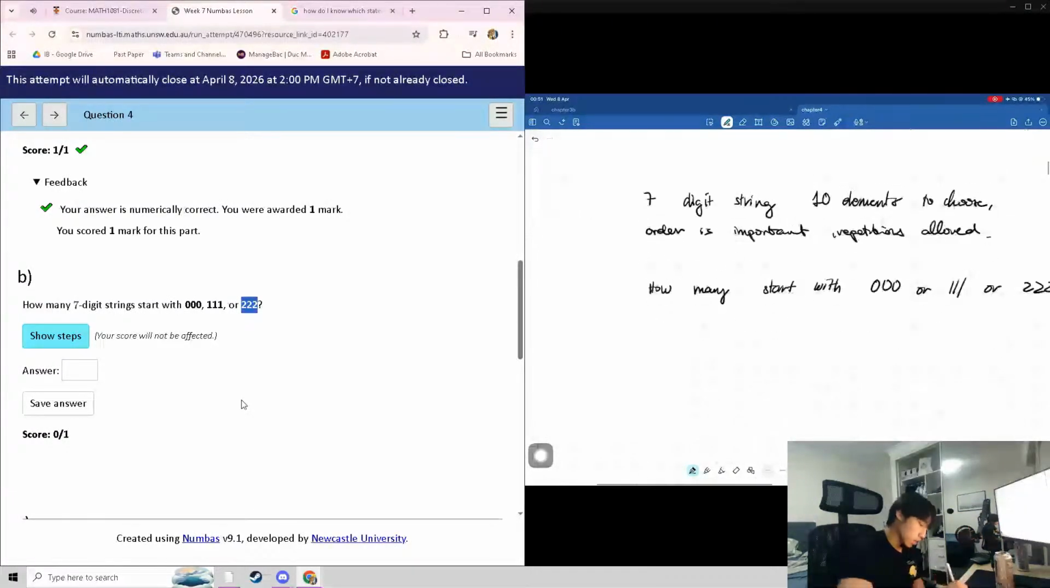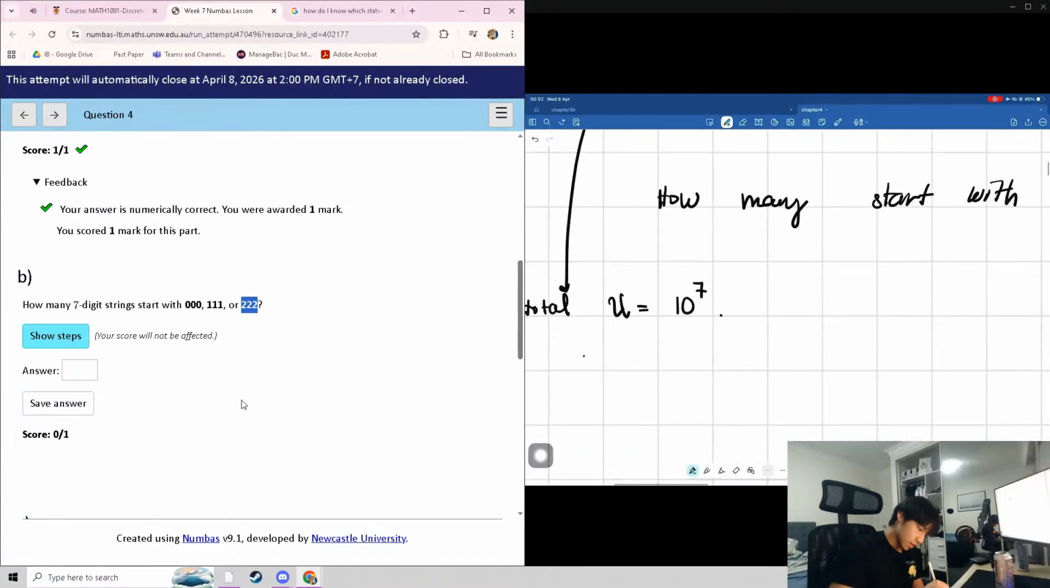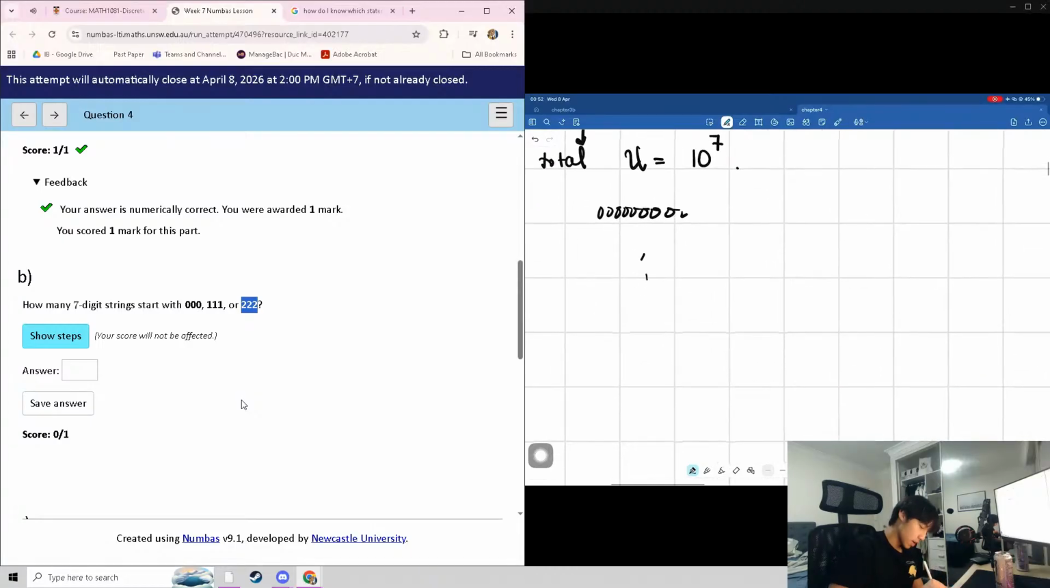And so we know the total, the universal set, is 10 to the 7. So that's from 0, 0, 0, 0, 0, 0, 0 all the way up to 9, 9, 9, 9, 9, 9, 9.